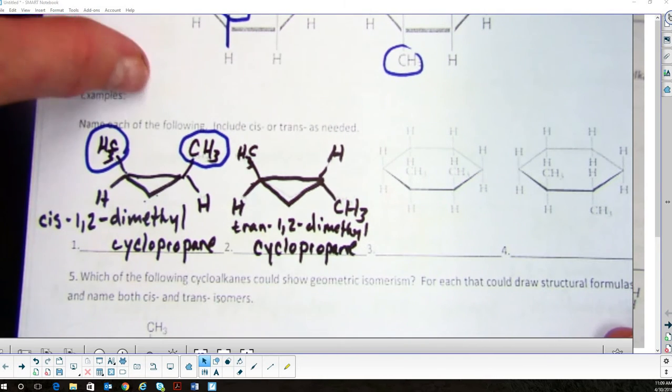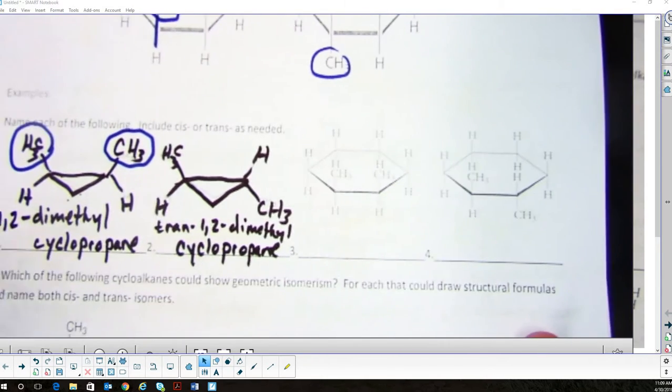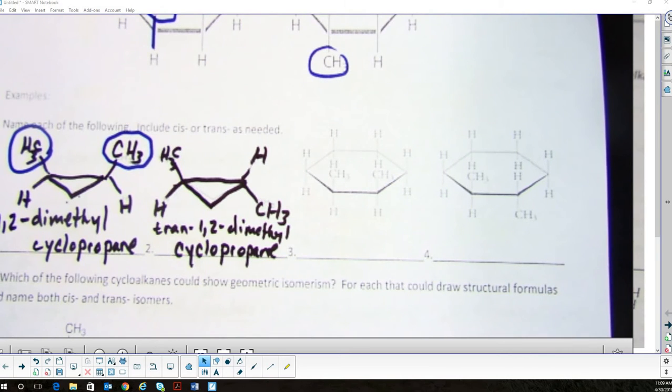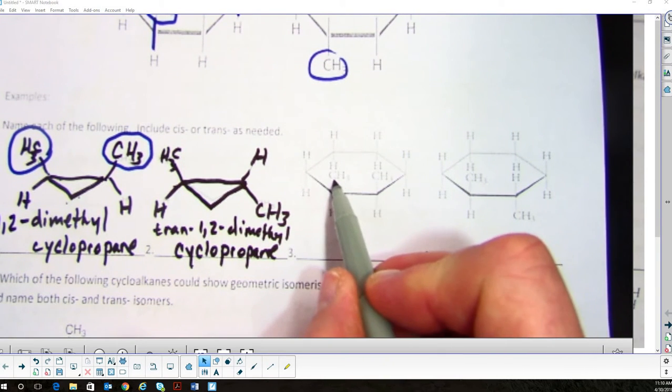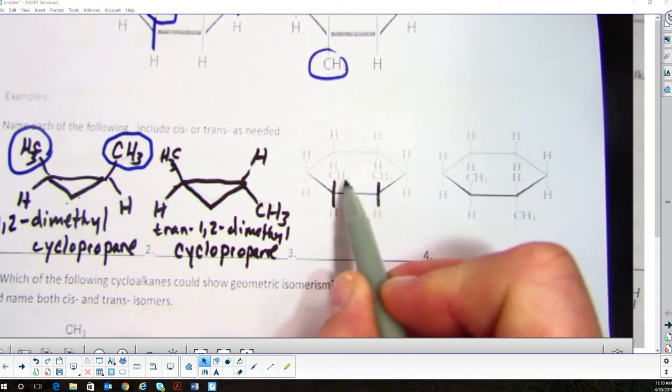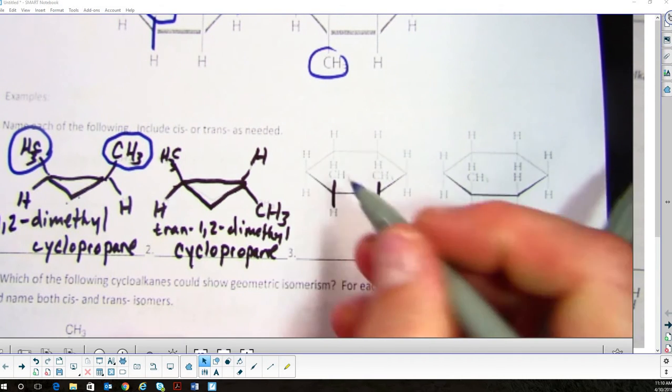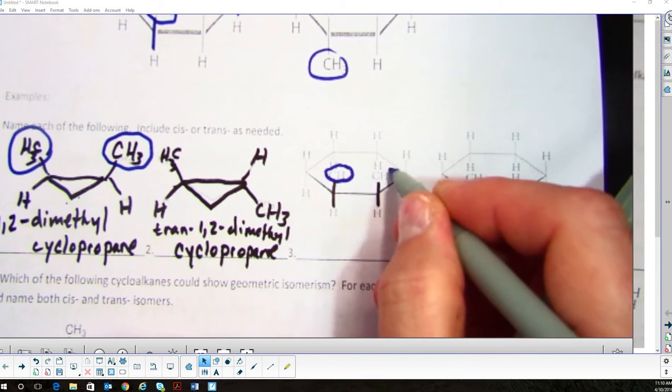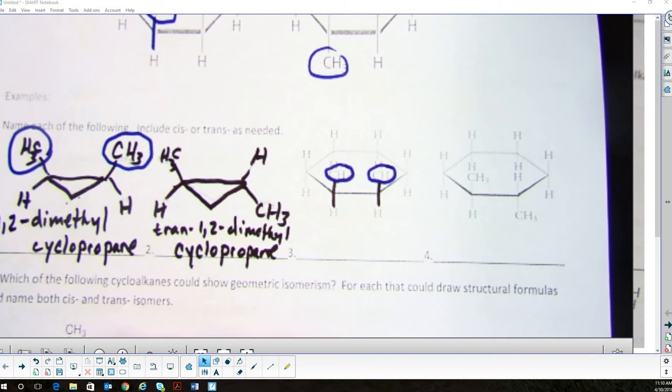Now, these next two get a little messy because they've shown us all the hydrogens. So the easiest way to do this is just to identify where my groups are and make sure we know where the groups are coming off. So I've got a group coming off here and a group coming off here, right? And I use blue because I use blue for methyl groups.